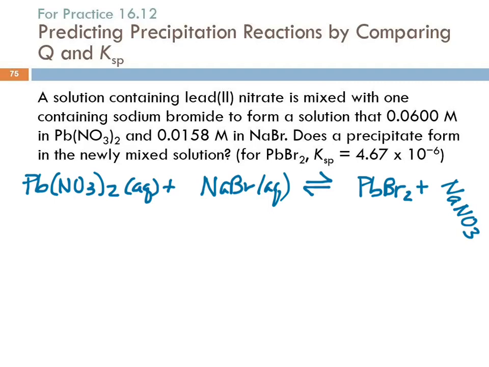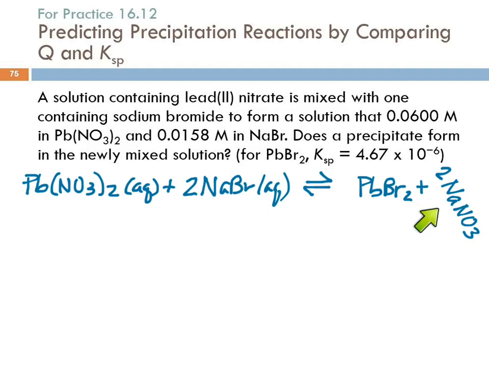And then we would need to balance that, right? Yeah. So we need a 2 here, and we'll get a 2 on this one. Well, let's ignore this stuff in parentheses. I put that so we wouldn't have to flip over and look up a Ksp.